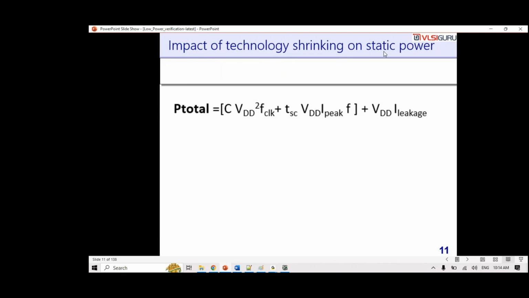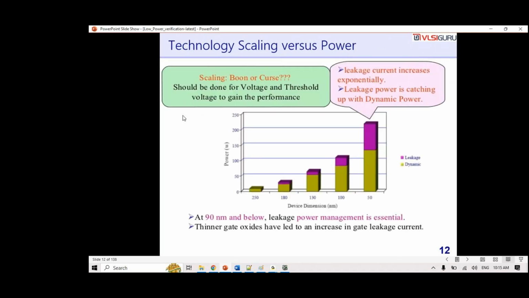Impact of technology shrinking on the static power. As the channel length reduces, the leakage current increases. This leakage current will increase significantly, exponentially. That is more important here. As it increases, this component becomes more and more significant in the power consumption. Now, just to compare technology scaling with respect to the power, as we are moving from 250 nanometer to 50 nanometer and further down, you see the leakage current is represented by this color.